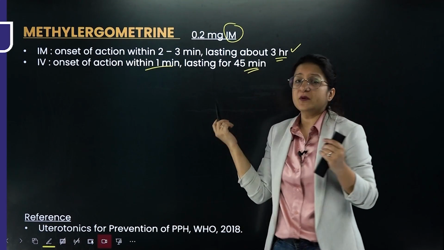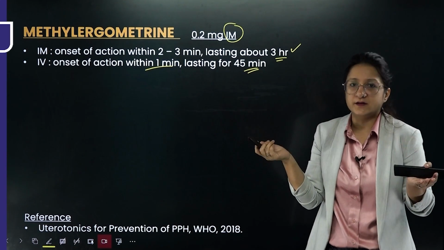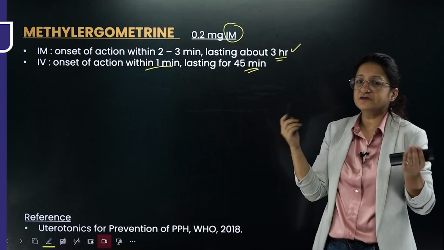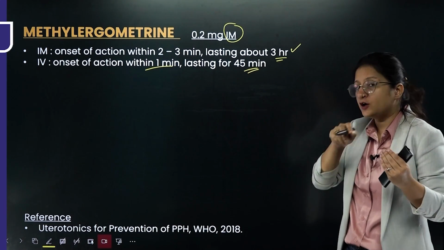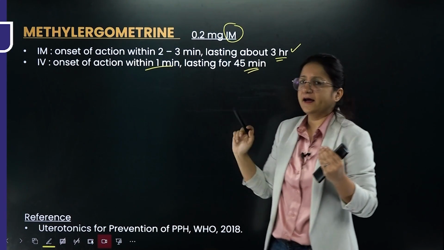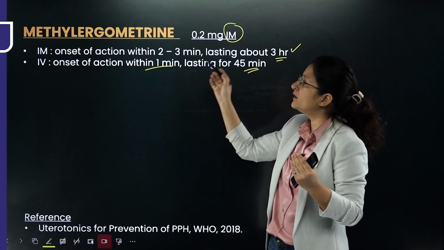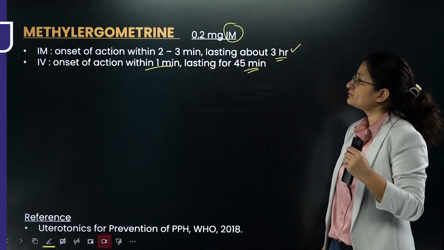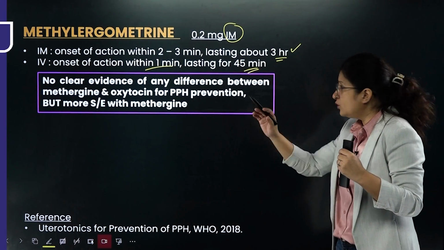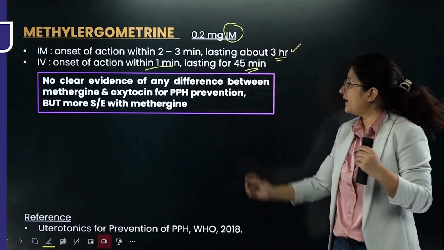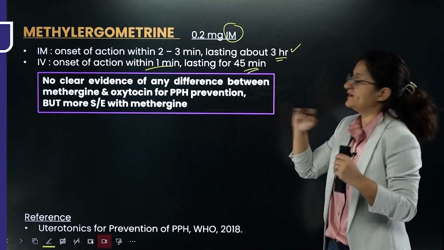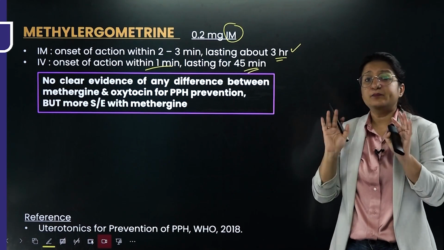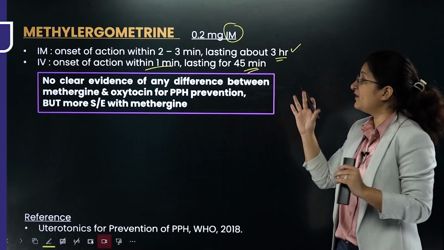So, in cases when we have to give methergin for PPH, okay, methergin for PPH, not for prevention of PPH, treatment of PPH, we tend to prefer IV. Okay, so remember these important points here as well. Now, there is no clear evidence of any difference between methergin and oxytocin for PPH prevention, meaning that they both are equally effective as far as efficacy is concerned.